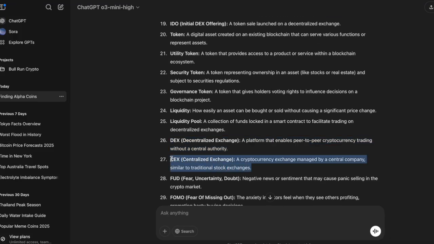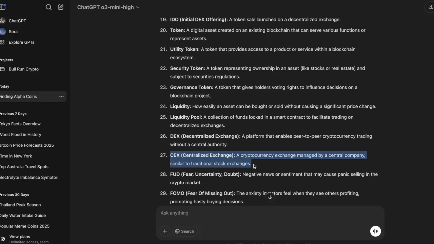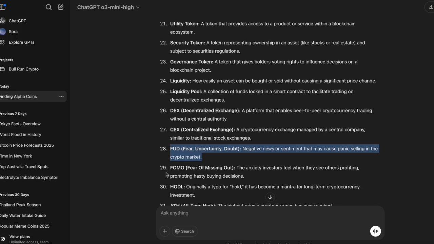DEX, decentralized exchange, a platform that enables peer-to-peer cryptocurrency trading without a central authority. A CEX, centralized exchange, a cryptocurrency exchange managed by a central company, similar to a traditional stock exchange, kind of like what we see with Coinbase. The word FUD, if you ever see that word, FUD, fear, uncertainty, and doubt, negative news or sentiment that may cause panic selling in the crypto markets. Another phrase is FOMO. You can get FOMO for many different things, but fear of missing out. The anxiety investors feel when they see others profiting, prompting hasty buying decisions.